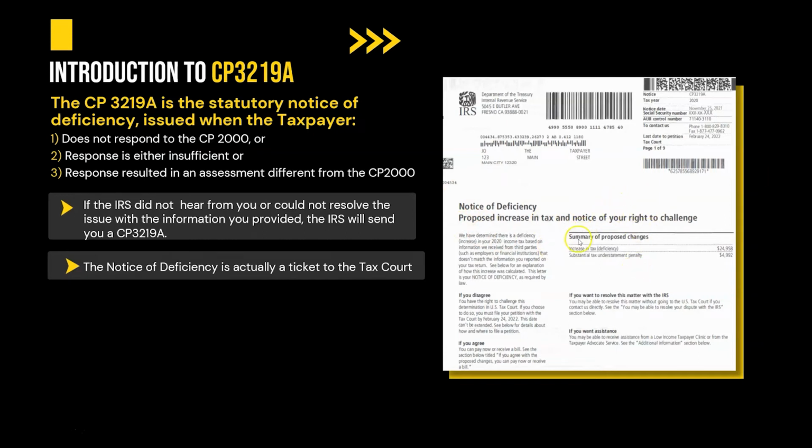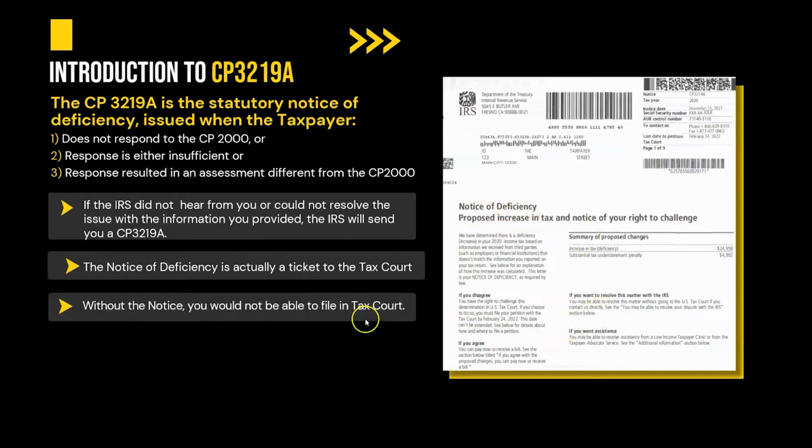So it's very important that you know that you cannot just simply get a CP2000 and get upset and go to tax court. They're not going to listen to you. So you always have to make sure, if you're petitioning the tax court, you need to make sure you have this notice of deficiency to do that. So we've already stated that without a notice, you would not be able to file in tax court.